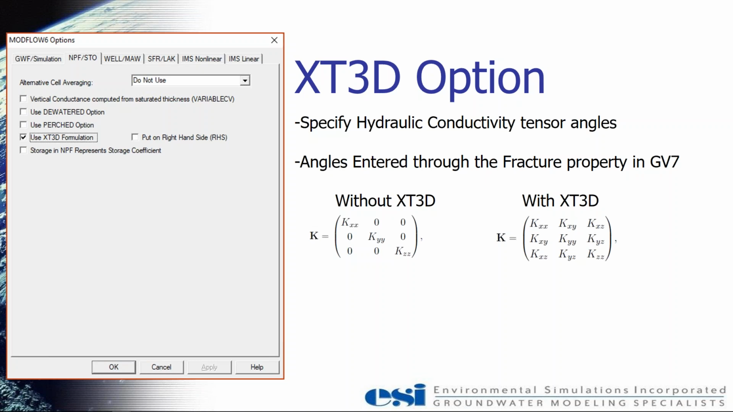In Groundwater Vistas, those angles for the XT3D formulation are in the fracture property. And I'm not going to try to describe what angle 1, 2, and 3 are. I think there's a whole documentation on XT3D, and if you're interested in that, you should read that manual. But Vistas does have the ability to enter all the information needed for XT3D.